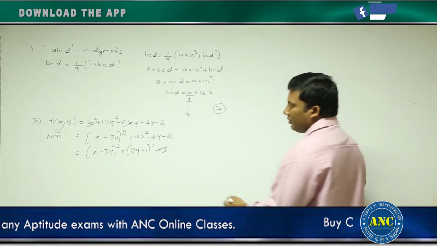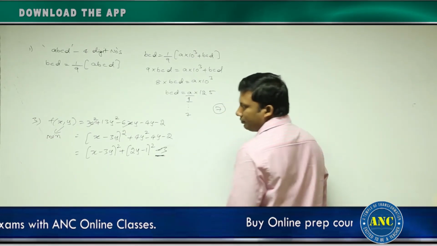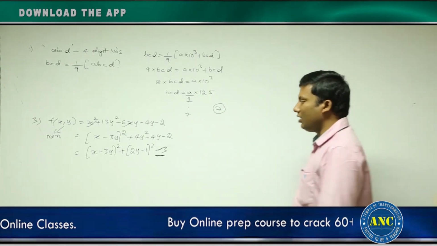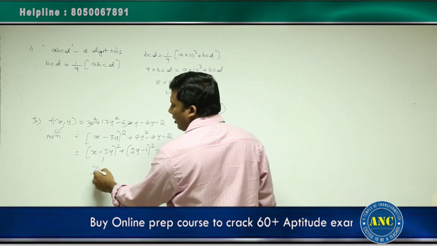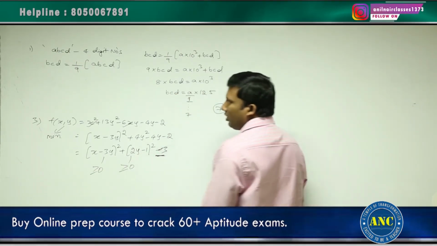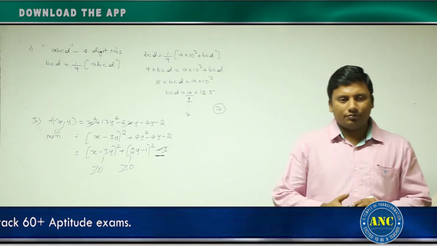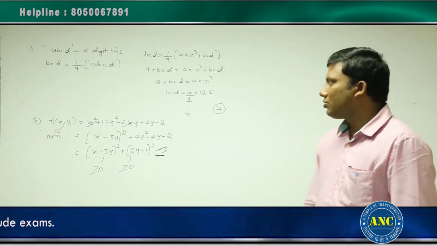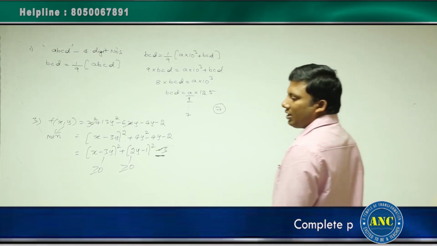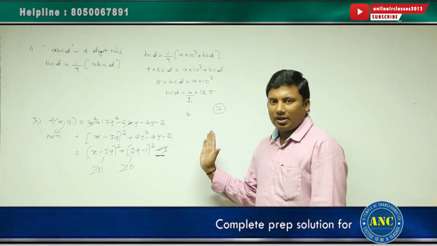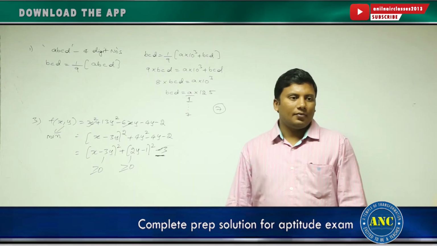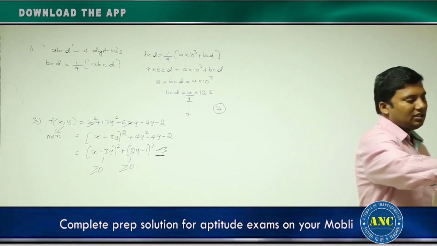What is the minimum value? Because square function will always be greater than or equivalent to 0. It's clear, right? Now, next half an hour, please listen carefully.